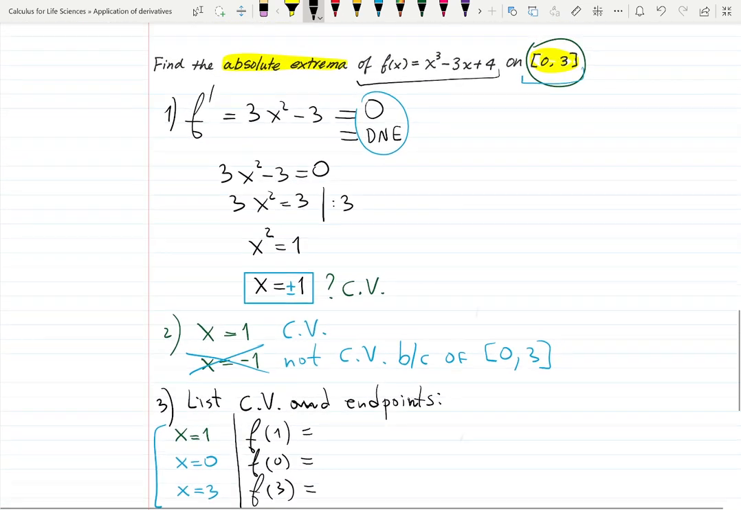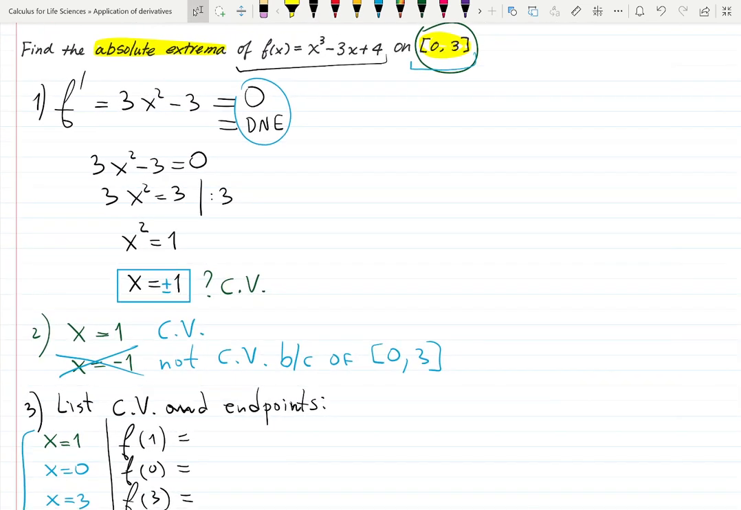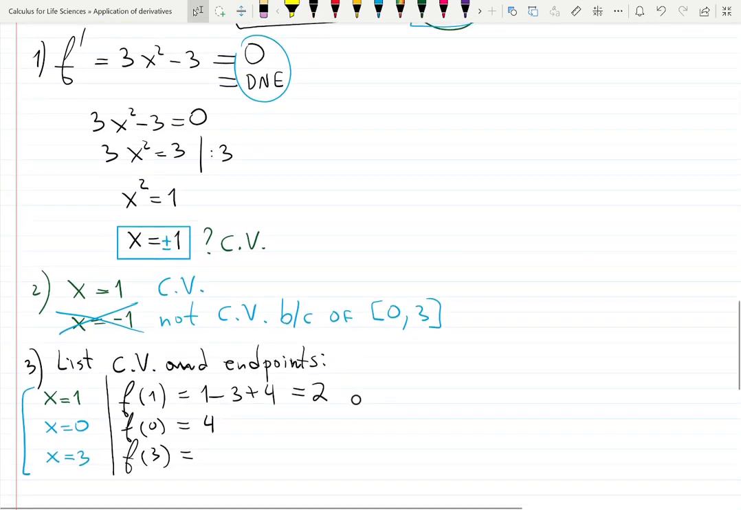I don't remember the original function. Okay, here it is: x cubed minus 3x plus 4. If you plug in 0, I think that's easy. It gives you 4 right away, yeah? The original function. If you plug in 1, you will have 1 minus 3 plus 4. Original function, remember. What is that? 2. And then the hard one is 3.